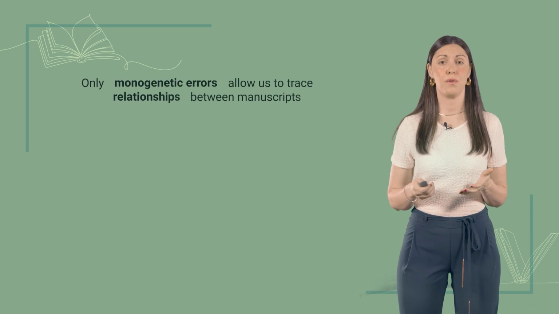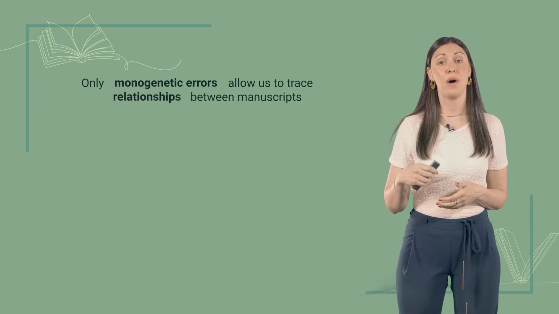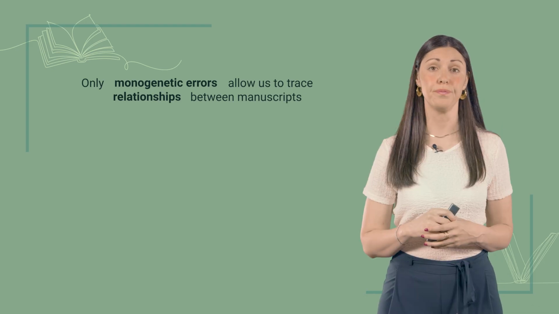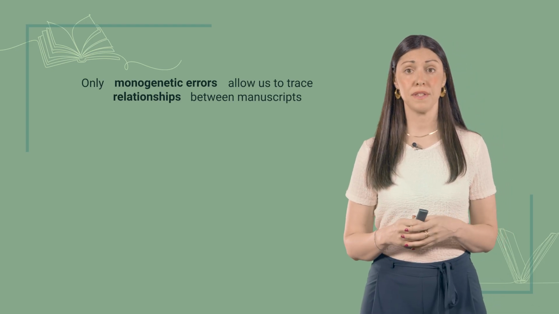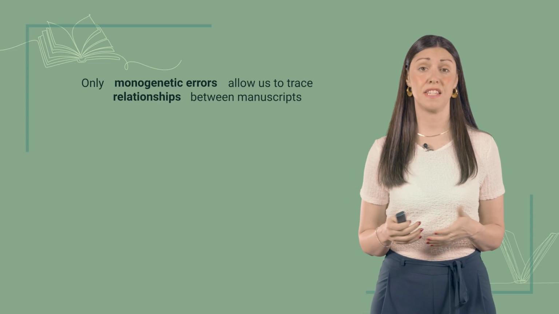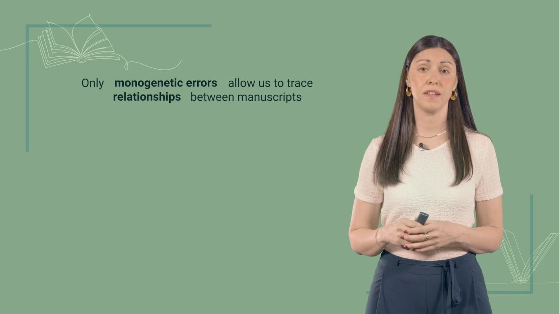As we discussed in the previous week of this MOOC, not all errors are helpful in genealogical analysis. Only monogenetic errors, those introduced at one point and passed down through copying, allow us to trace relationships between manuscripts. These leading errors form the basis of the next stage of the method, the classificatio. We will explore it later in this week's module.